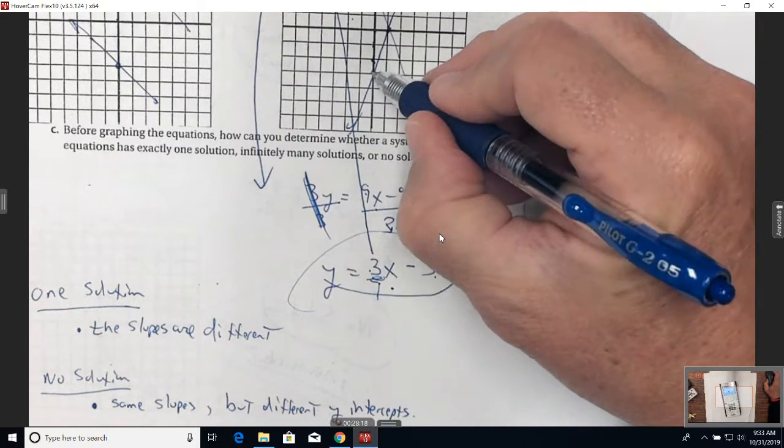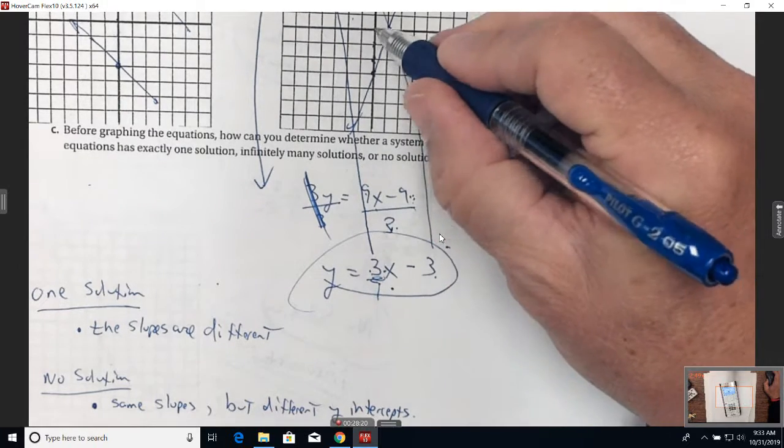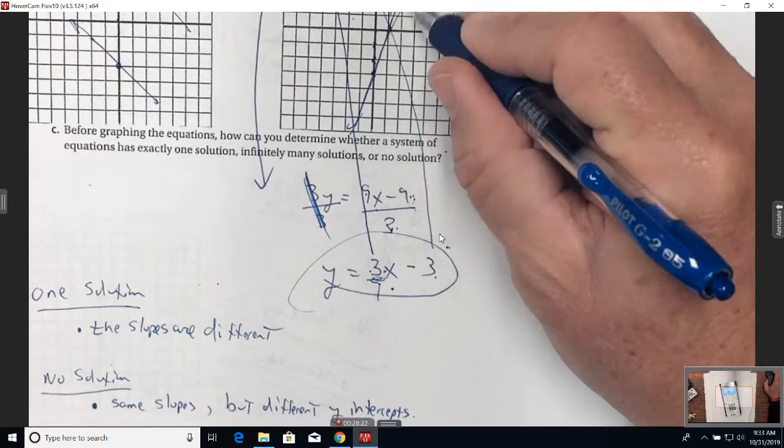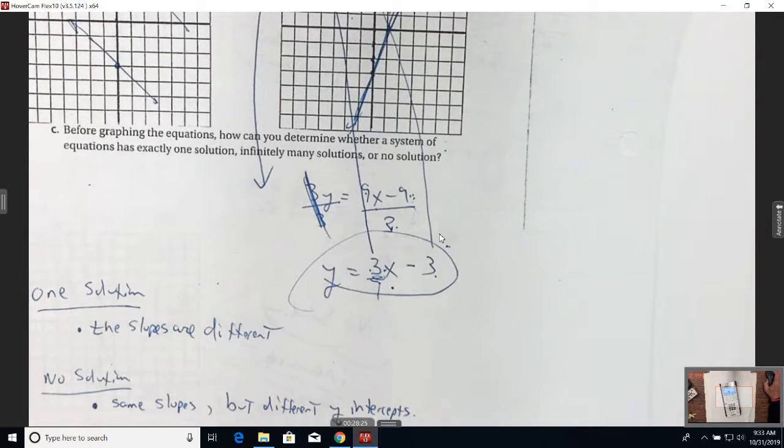It has a y-intercept of negative 3 and has a slope of 3. Rise up 3, run 1. It'll be the exact same graph, which is right on top of each other.